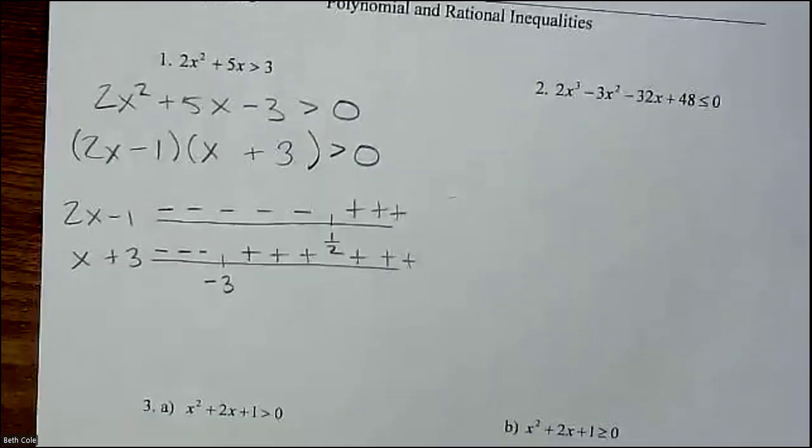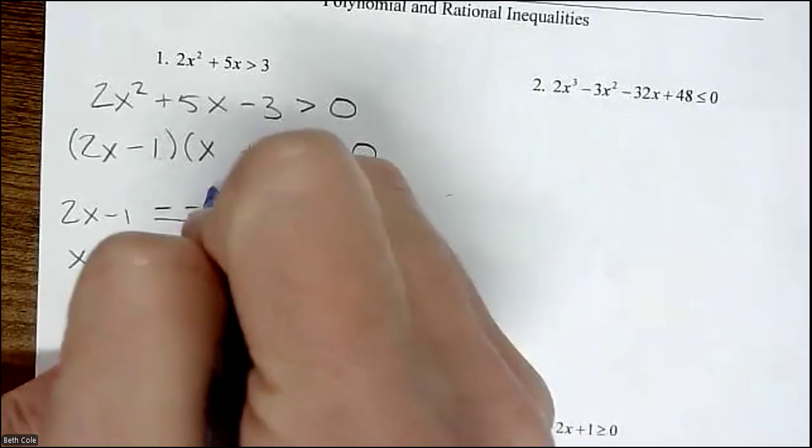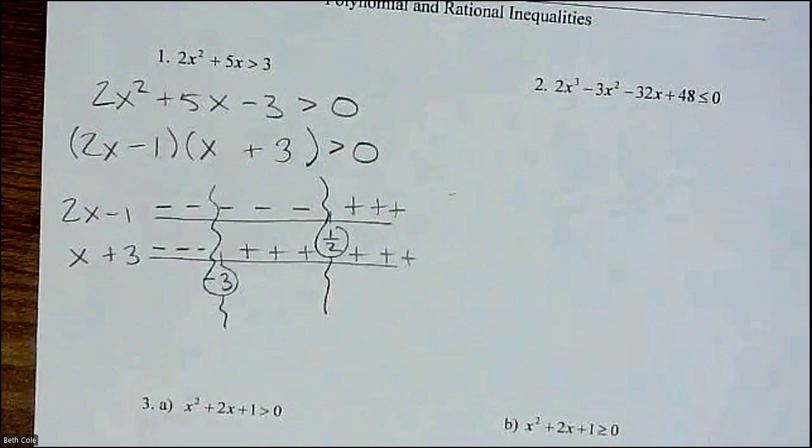Now I use a different color for this. You can use a different color if you want. I call these the little balloon strings. I put in little balloon strings around my numbers to slice my number line up.